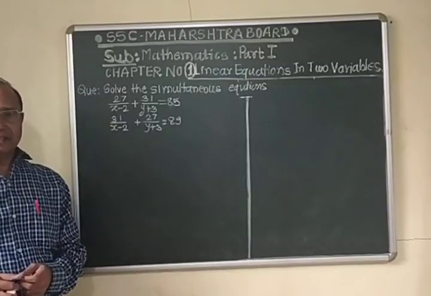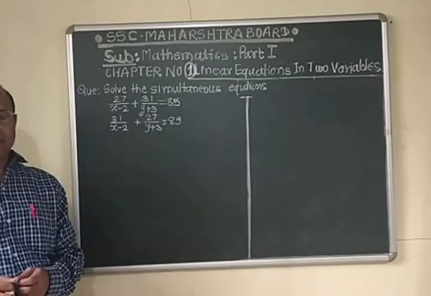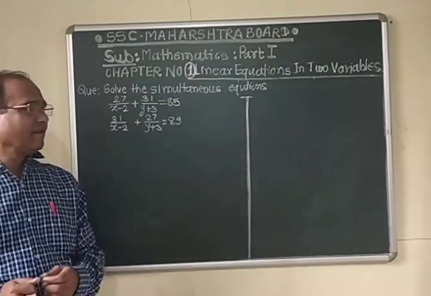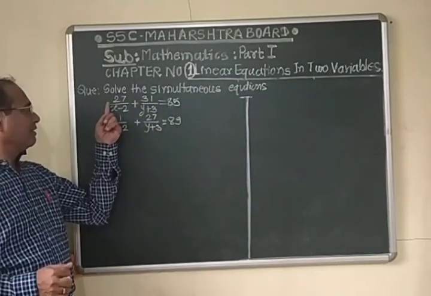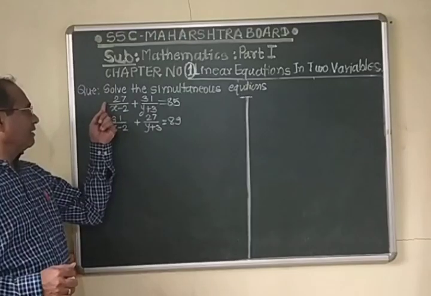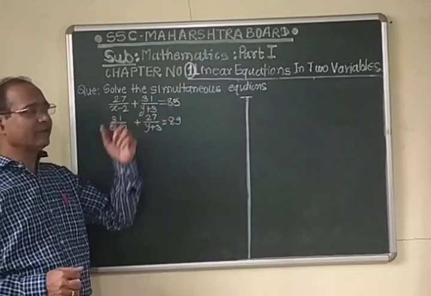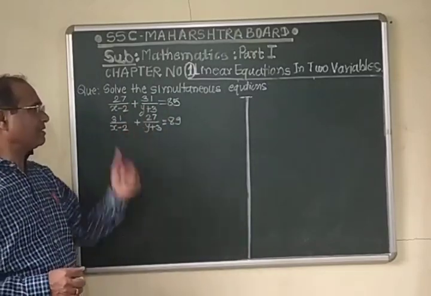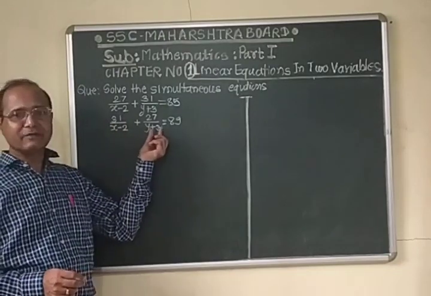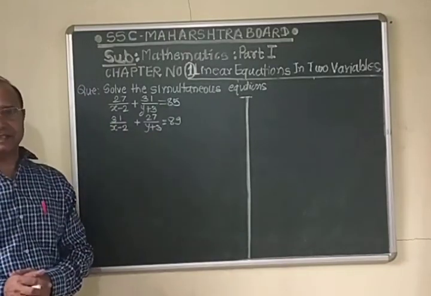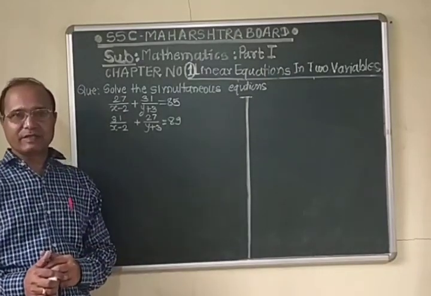Students, in this video, we are going to learn how to solve simultaneous equations. I have taken one example. The first equation given is 27 upon x minus 2 plus 31 upon y plus 3 equal to 85. The second equation is 31 upon x minus 2 plus 27 upon y plus 3 equal to 89. How to solve these two equations?